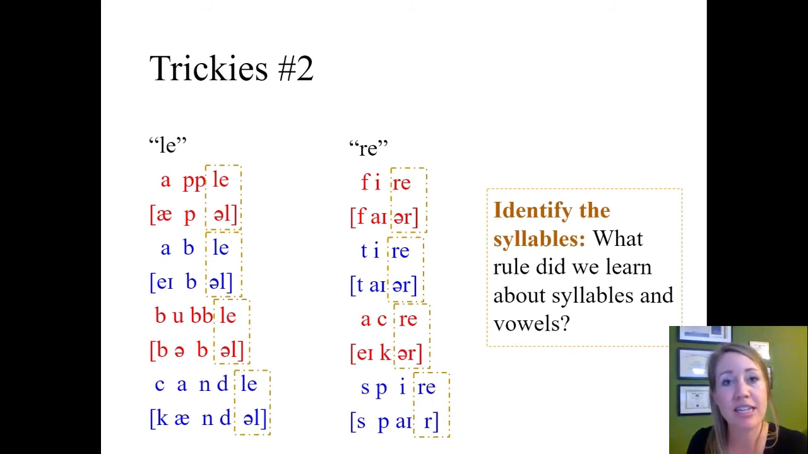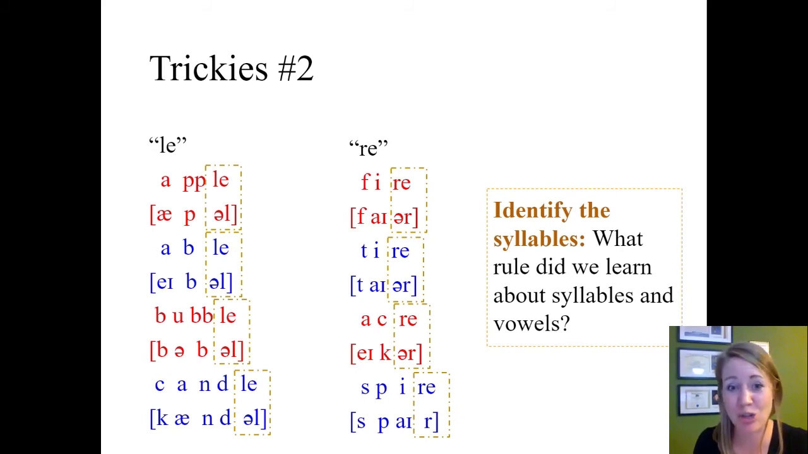Some of you, when you translated this into IPA, might have not put a vowel there. You might have put app and then put the ul phoneme, but you didn't put a vowel there. The rule we learned about syllables back in phonological awareness is that every syllable has to have what? A vowel. So the second syllable of apple had to have a vowel sound in it. The second syllable of fire had to have a vowel sound in it because that's the rule. And typically in English, it's the schwa.